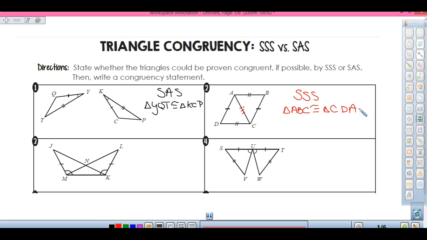Okay, how about number 4? I'm hearing a few side angle sides. Remember with side angle side that that angle has to be between my 2 congruent sides. Is this angle that we have congruent in between my 2 congruent sides? No. So can I say that? No. So in this one we got to go not enough information.